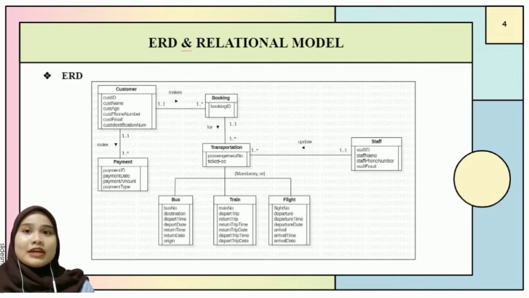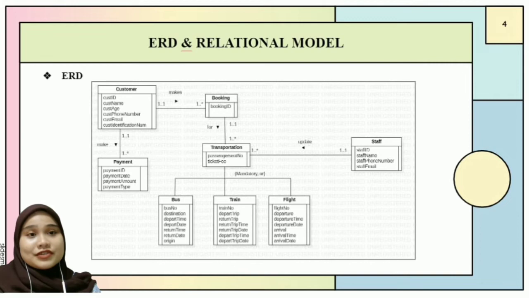For train, we have train no, depart trip, return trip time, return trip date, depart trip time, and depart trip date. And the last one, for flight, we have flight no, departure time, departure date, arrival time, and arrival date.